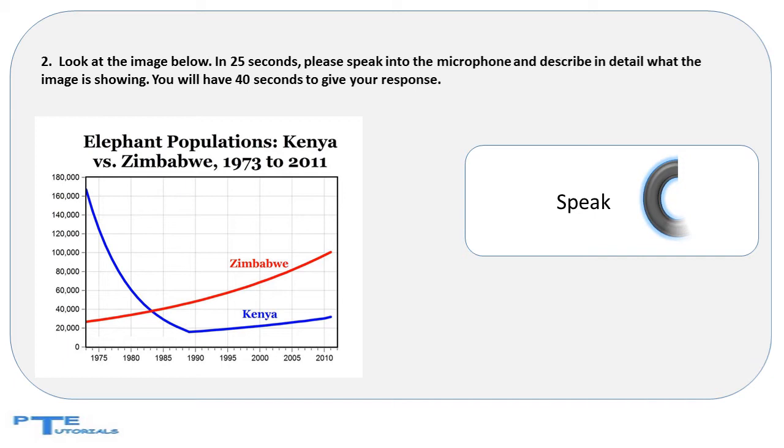Since then, there is a slight increase in the population of the elephants to a little less than 40,000 in 2010. On the other hand, Zimbabwe had an elephant population of about 25,000 in 1973. The population has gradually increased over the years and is at 100,000 in the year 2011.